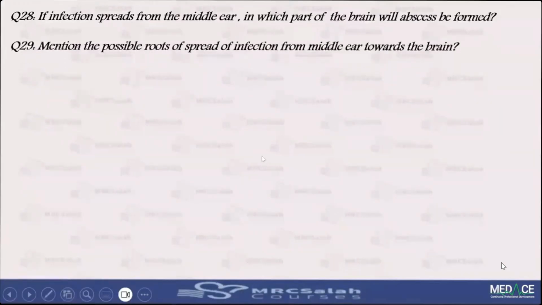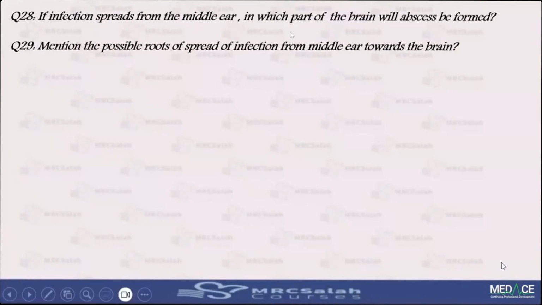If infection spreads from the middle ear, in which part of the brain will an abscess be formed? The temporal lobe. Mention the possible routes of spread of infection from the middle ear towards the brain, please.